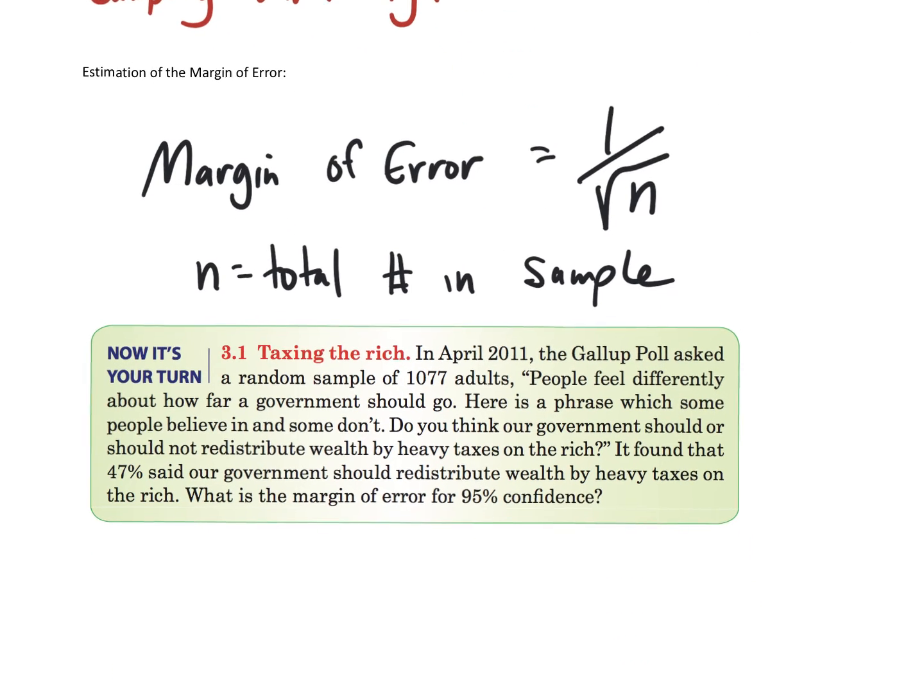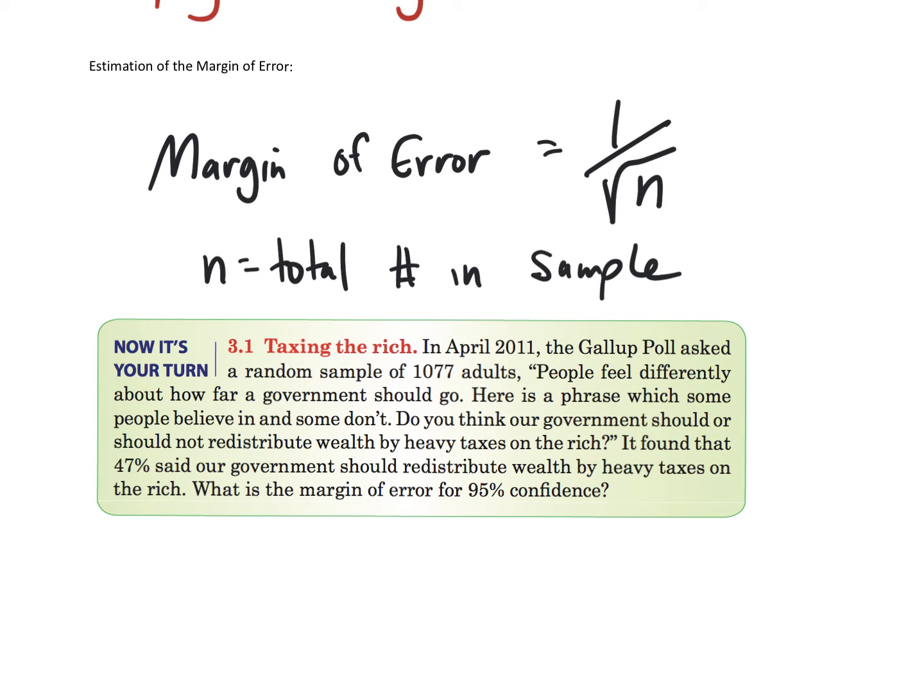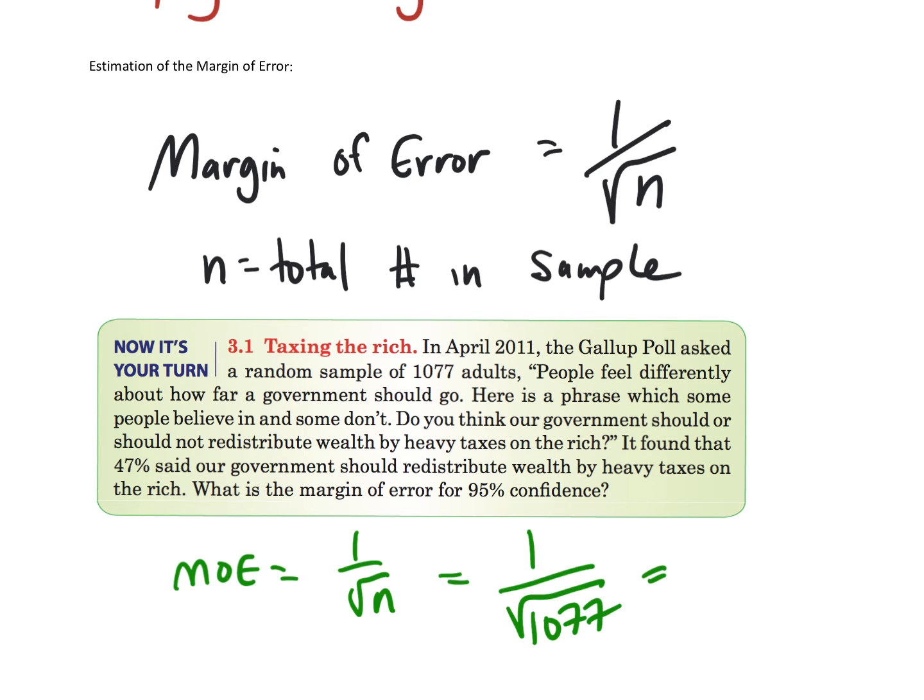So if I look at this example, they're asking 1,077 adults how they feel about how much you should tax the rich. It found 47% said our government should redistribute wealth, heavy taxes on the rich. What's the margin of error? So if you put this in the calculator, you get 0.03. So that's about 3%.